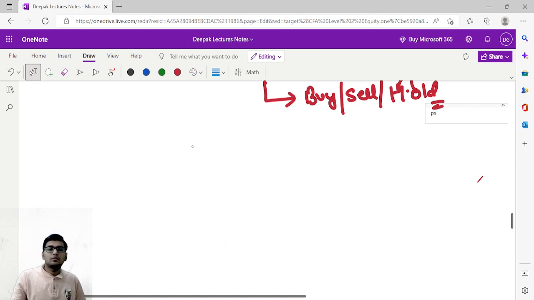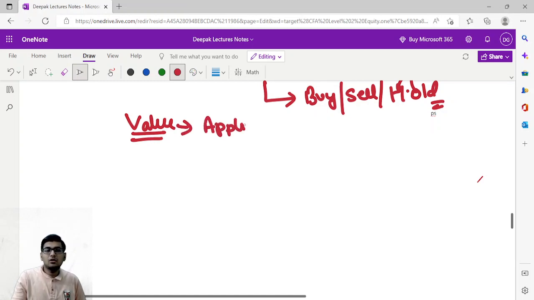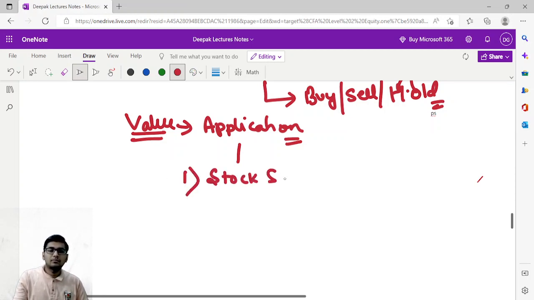Okay, so now once you got the value, what are its applications, or what are the uses of the value which you have actually found out using your valuation models. So there are basically 8 applications. Write down number 1, stock selection, as to which stock you want to buy, which stock you want to sell, which stock you want to hold. Number 2, reading the market.